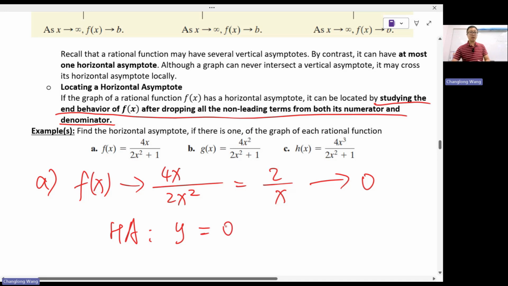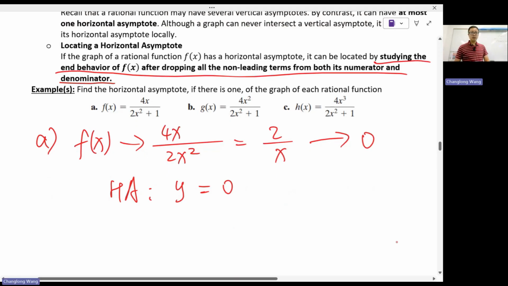which is as simple as y equal to 0, right? y equal to 0 is a horizontal line, right? It tells you that the function value will be reaching 0, or not necessarily reaching, right? Approaching 0 if we make the x super large. And algebraically, we drop the non-leading terms as we're making the x super large.